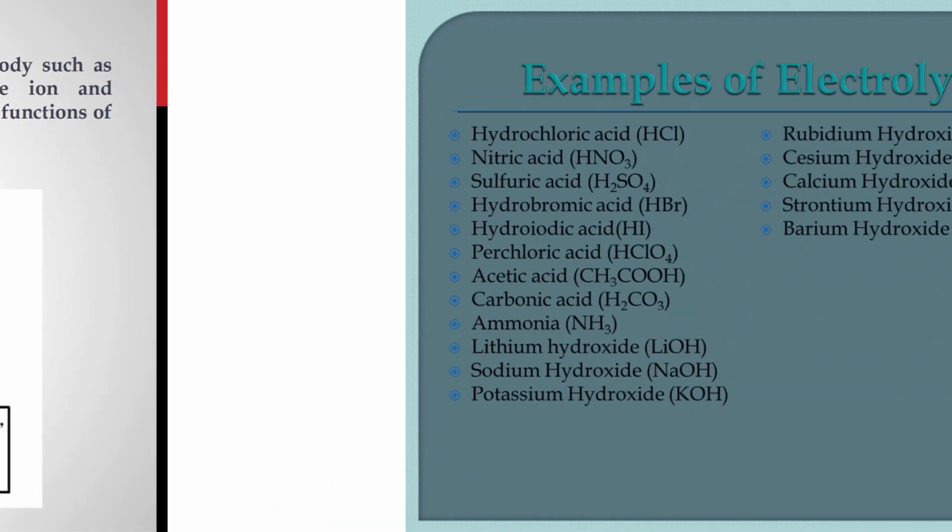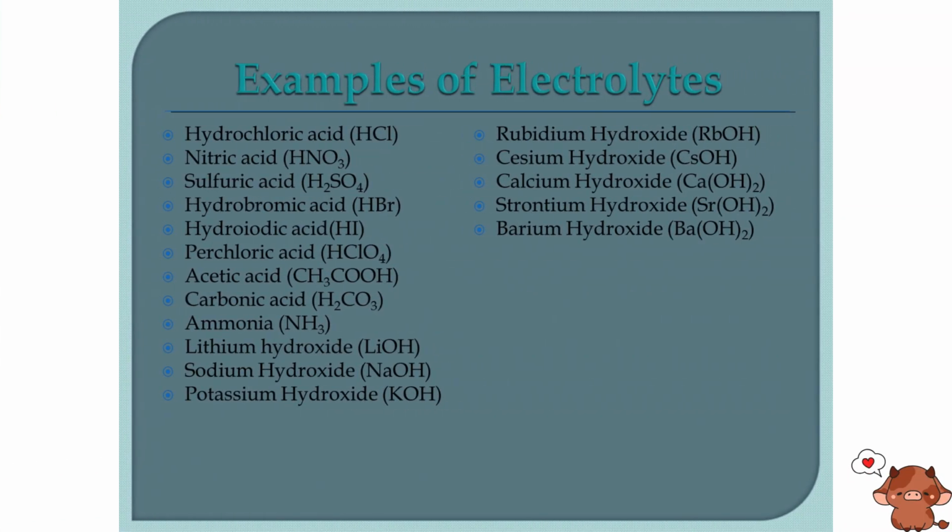Now let's look at some examples of electrolytes. We have strong acids like hydrochloric acid, nitric acid, sulfuric acid, and others like hydrobromic acid and perchloric acid. We also have weak acids like acetic acid and carbonic acid. On the base side, we have lithium hydroxide, sodium hydroxide, potassium hydroxide, and others like calcium hydroxide and barium hydroxide.